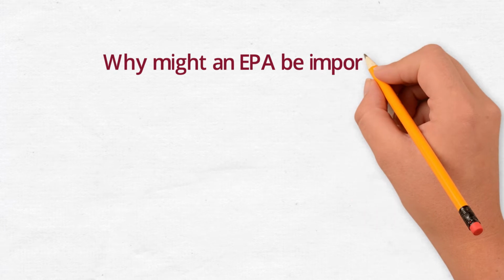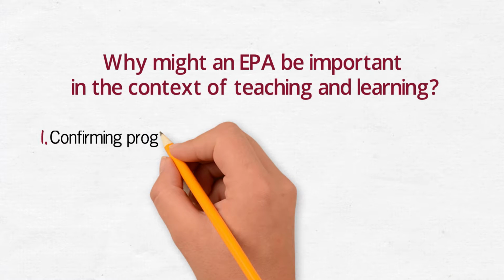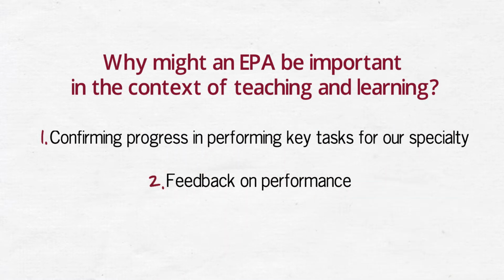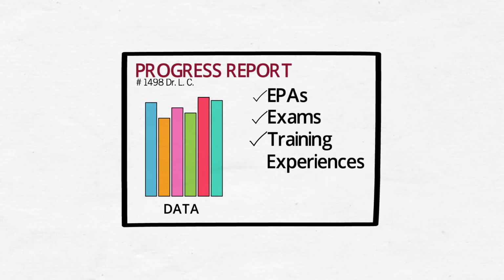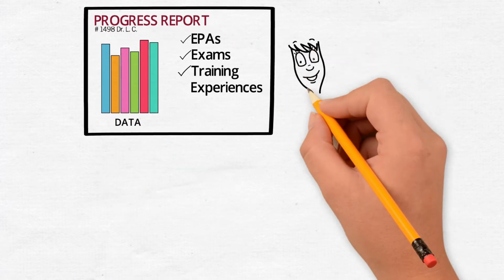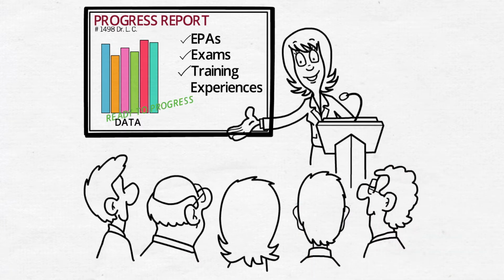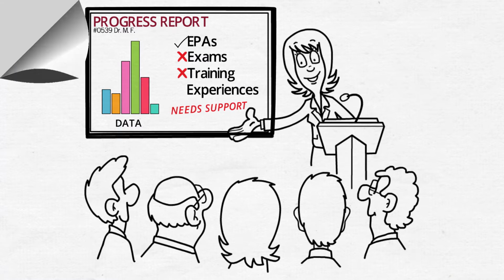Why might an EPA be important in the context of teaching and learning? Two reasons are: one, confirming progress in performing key tasks of our specialty, and two, feedback. First, let's talk about confirming a resident's progress. In CBD, we want to be sure that each resident can competently perform key tasks. By tracking them, our competency committee will have information to confirm who is making progress as expected and to identify early on if someone needs some more support in a given area.